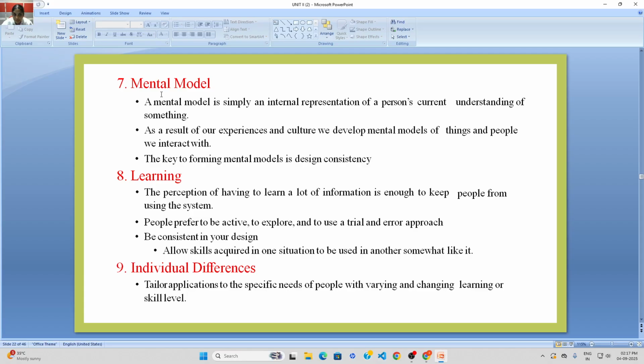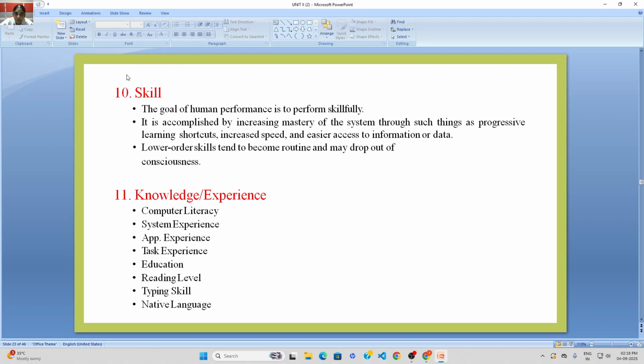Then individual differences. Individual differences means tailoring applications to the specific needs of people, varying and changing the learning process for skill level. Based on skill level, people will be different, and the learning process will also change by individual differences. Next, skill. Skill means the goal of human performance is to perform skillfully. It is accomplished by increasing mastery of the system through progressing learning, shortcuts, speed, and easier access to information or data.